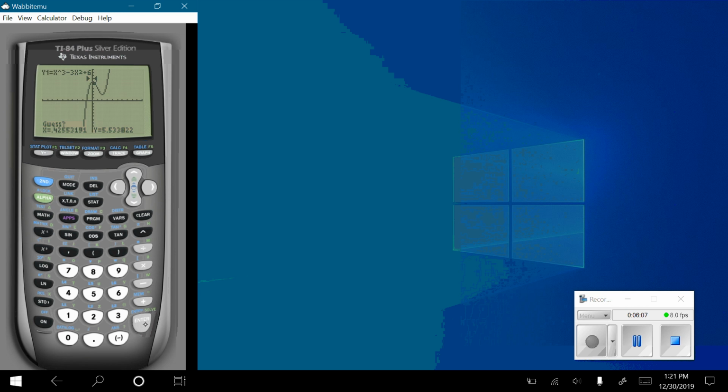Then it says guess. It wants us to guess where we think the maximum is. So I'm going to go over to right where I think the maximum is. I'm going to hit enter, and it's going to calculate the maximum for me. So it says, hey, at x equals 0, y equals 6, you have a maximum. Okay, the calculator is telling me that information.